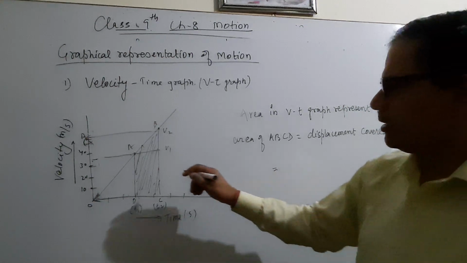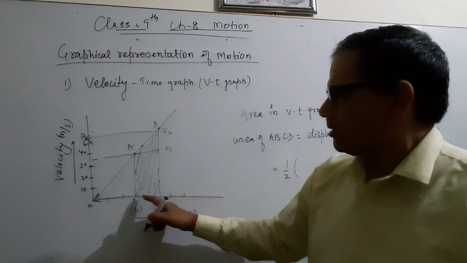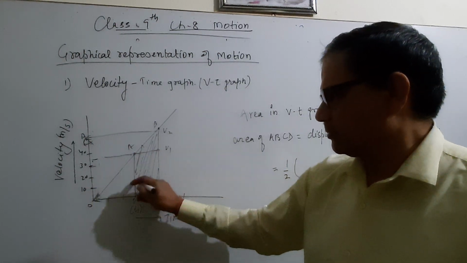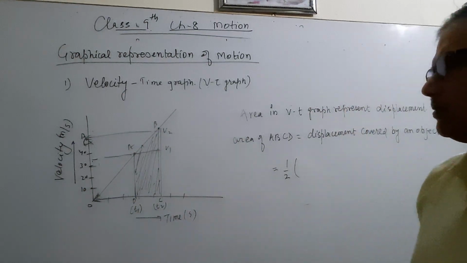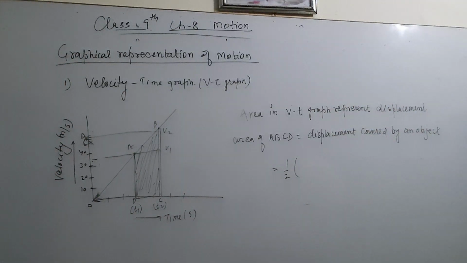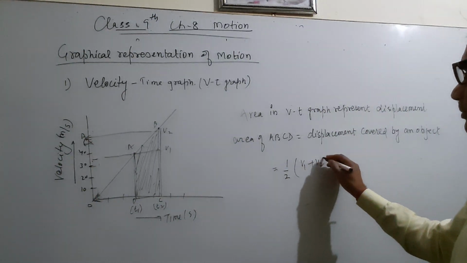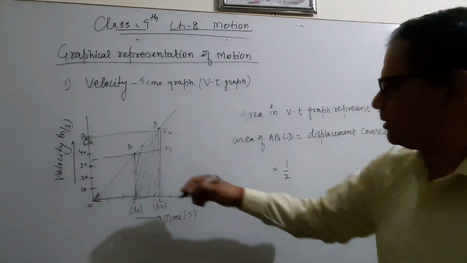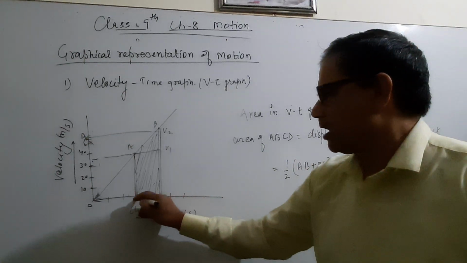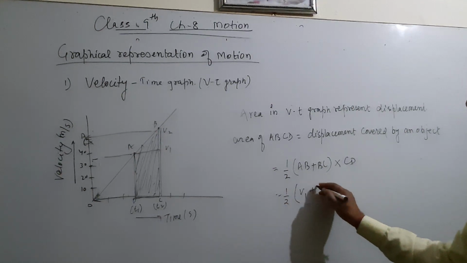How do we find the area? It is the area of a trapezium. Area of ABCD is half the sum of parallel sides into height. The parallel sides are AD and BC, the height is distance DC. Here AD is V1 and BC is V2, so the sum is V1 plus V2.